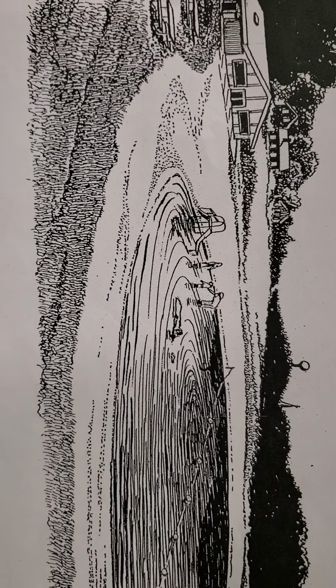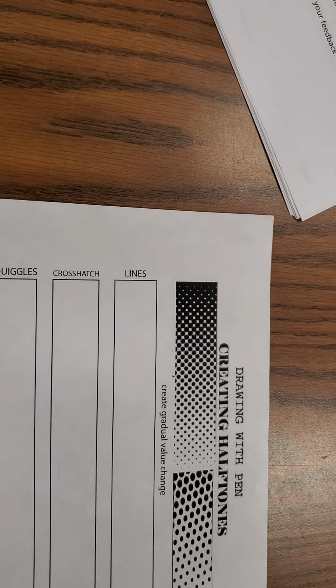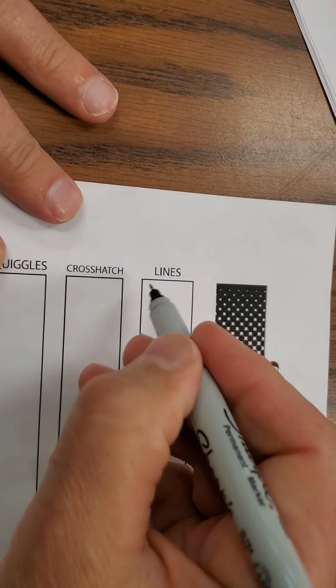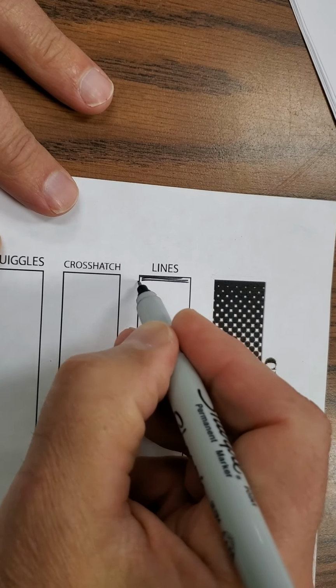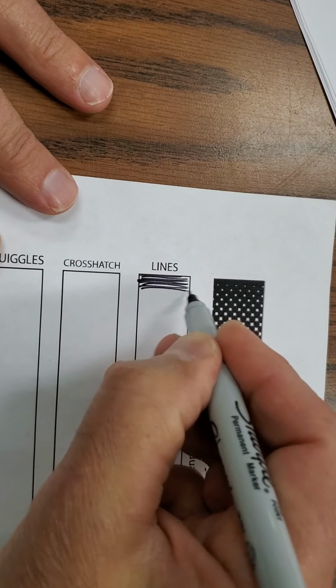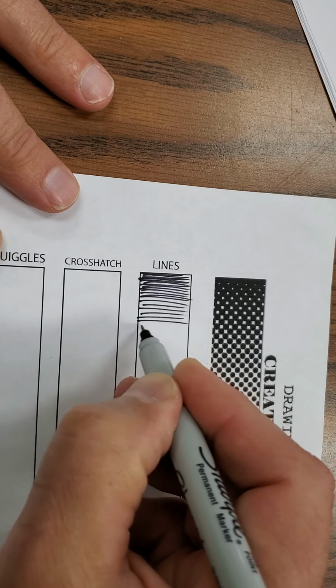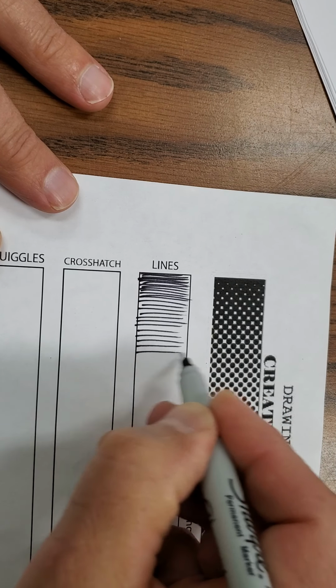So this is what you're going to do. You're going to start with lines. So in here, you're going to start putting a series of lines right next to each other. Now what I normally do is I have the lines fairly close, and then as I cross the paper, I start spreading them a little bit further and further and further apart.